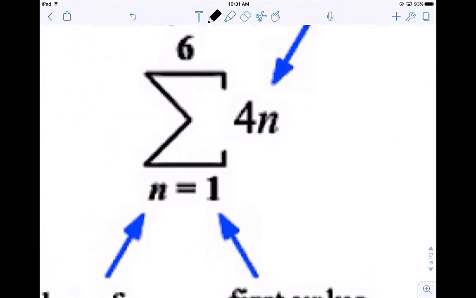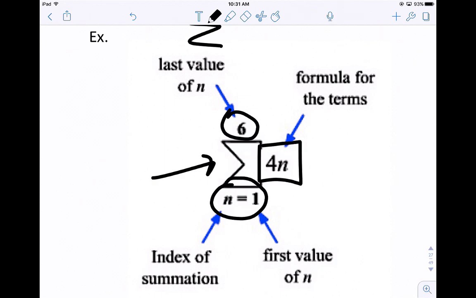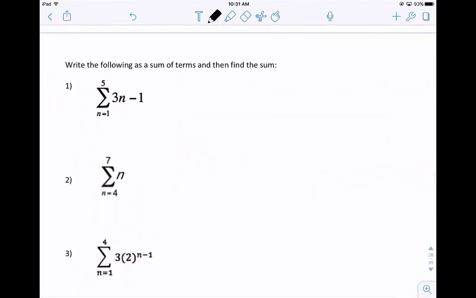All right, so here's that weird Greek symbol sigma, which means add things up. It tells you where to start. Start at the first term, go to the 6th term. We use a rule to calculate. And so I'm going to show you how to do that. And then we're going to break it down even further. So here it is. Write the following as a sum of the terms. So this is finding a series. And then find the sum.